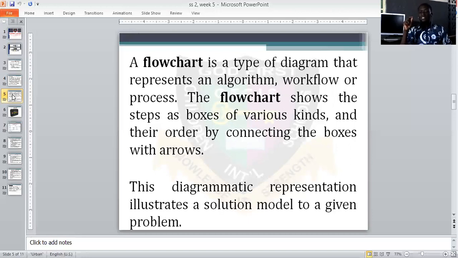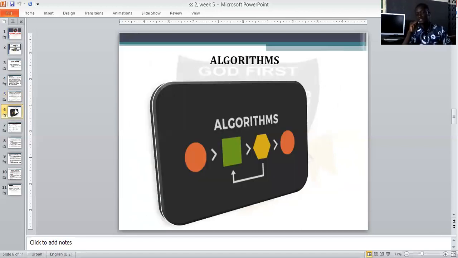Now what we are trying to say is when we talk about chart, we are talking about drawings: rectangle, circle, lines, trapezium, and so many other drawings that we draw that show how the computer will attack or solve a particular problem is what is called a flowchart. Now looking at your screen here, this is an example of a flowchart.